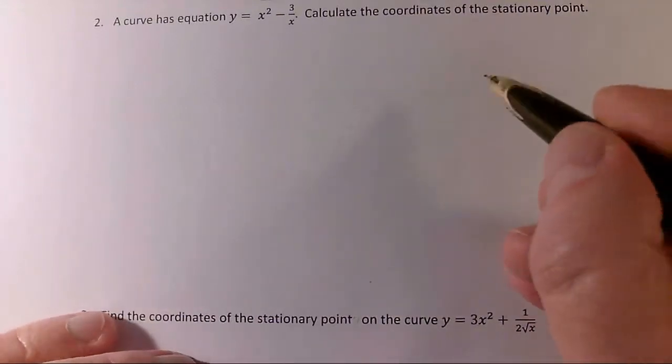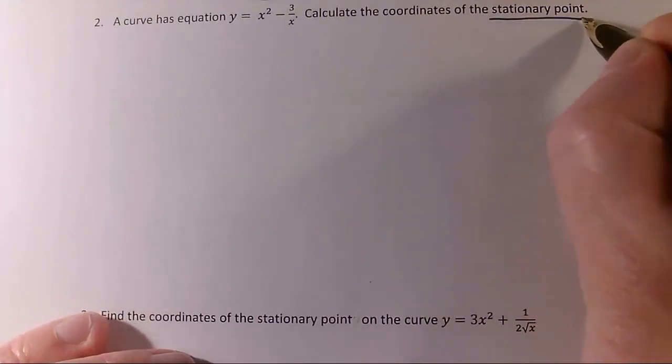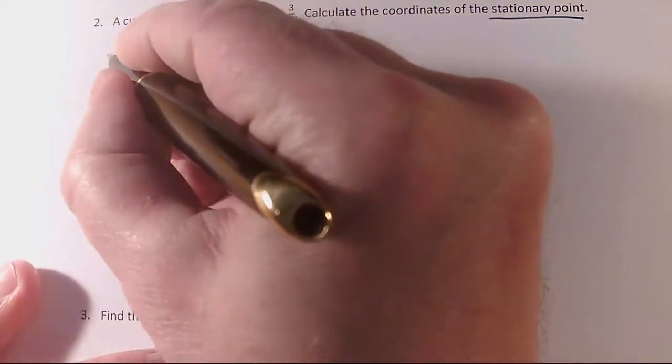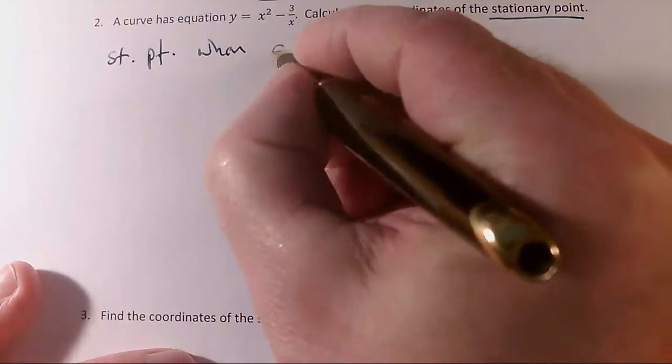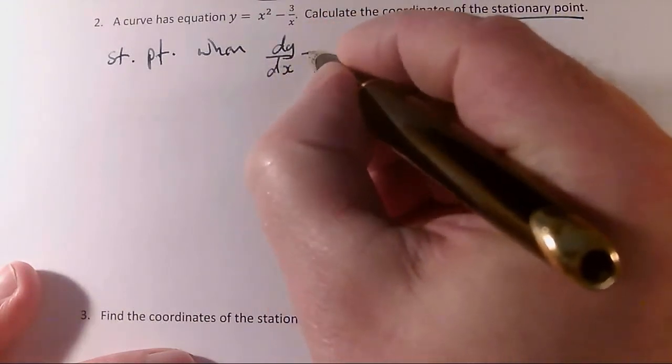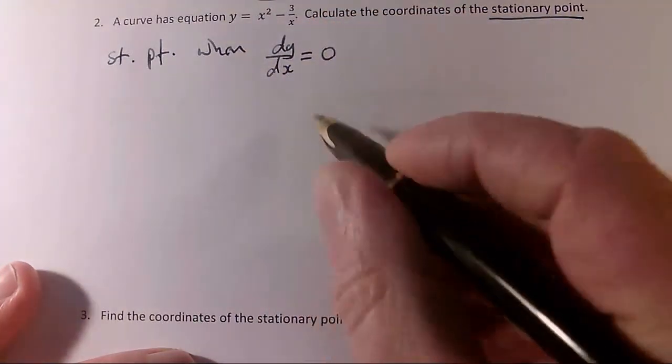Okay, the first thing we notice about this question is it says stationary point. So I know that a stationary point is when dy by dx equals 0, knee-jerk reaction. So how am I going to get dy by dx?